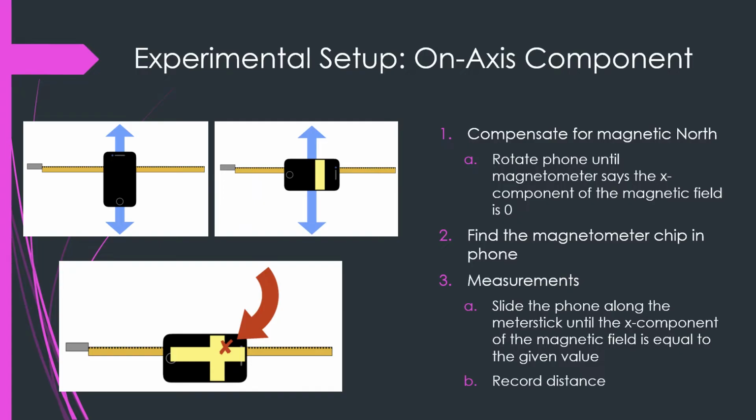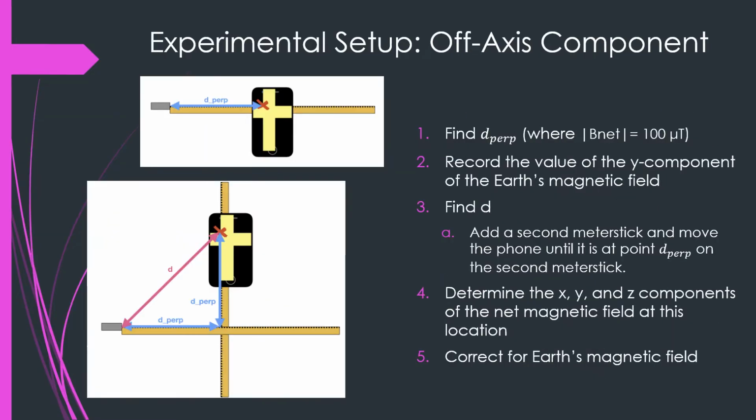For the on-axis component of this lab, you need to compensate for magnetic north by rotating your phone until the magnetometer says that the x component of the magnetic field is 0, and then you need to find the magnetometer chip in the phone, and then you need to take some measurements by sliding the phone along the meter stick until the x component of the magnetic field is equal to the given value, and record the distance at which that happens. For the off-axis component, you need to find d perp, and then record the value of the y component of the Earth's magnetic field there, and then find d.